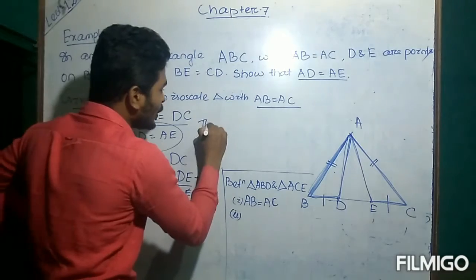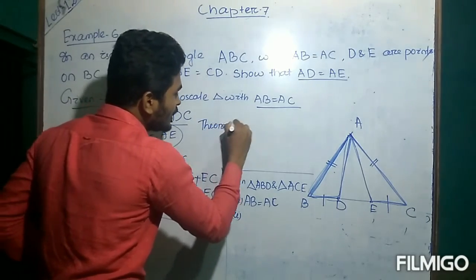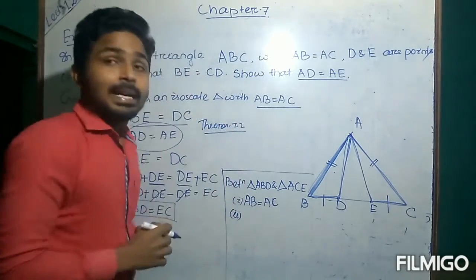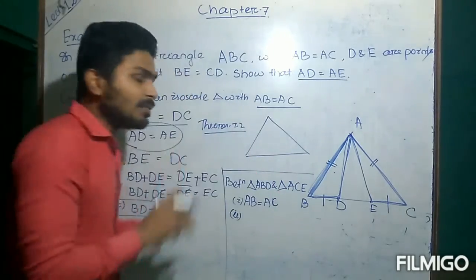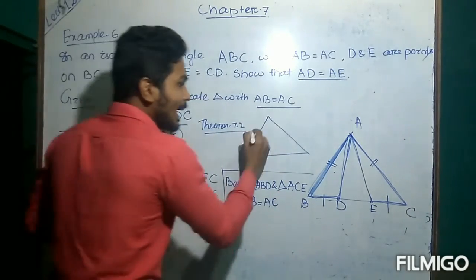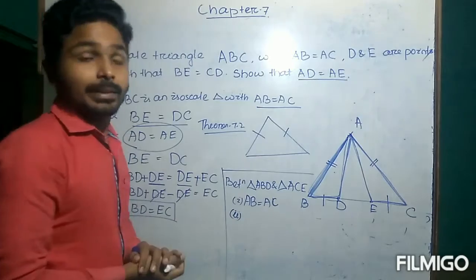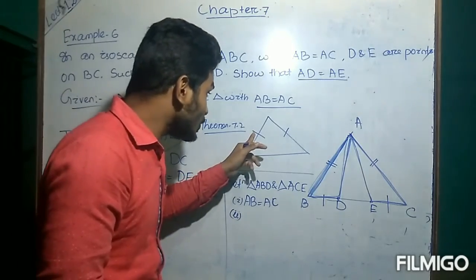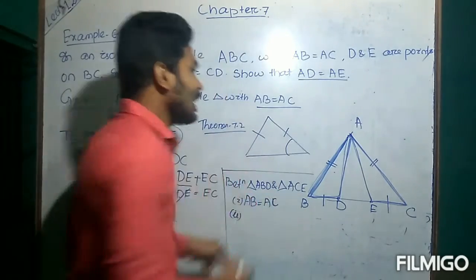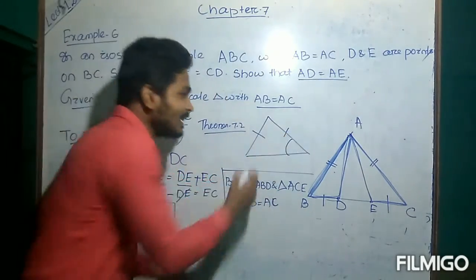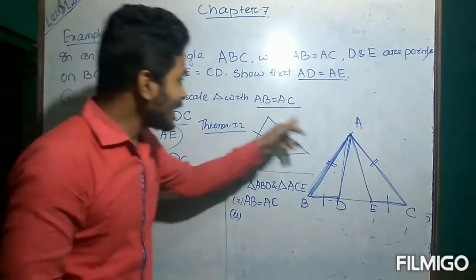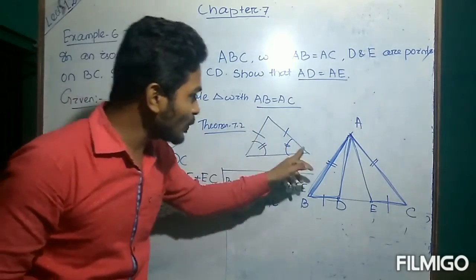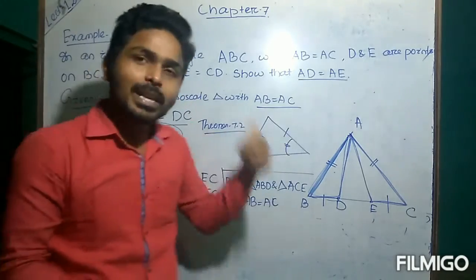What does theorem 7.2 tell you? Theorem 7.2 tells you that if in an isosceles triangle, any two sides are equal, then the angle opposite to this side is this angle, and the angle opposite to this side is this angle. Then they must be equal. In an isosceles triangle, if two sides are equal, then the opposite angles must be equal.